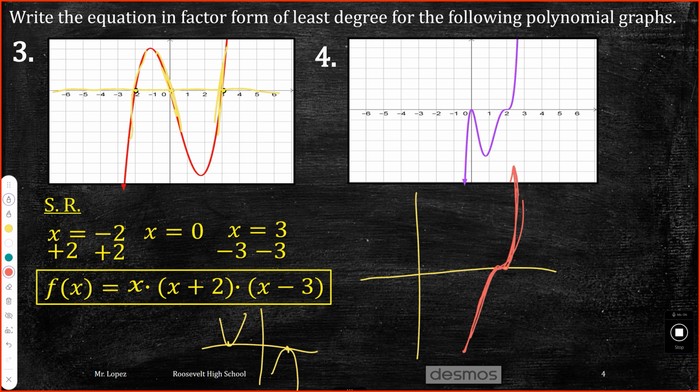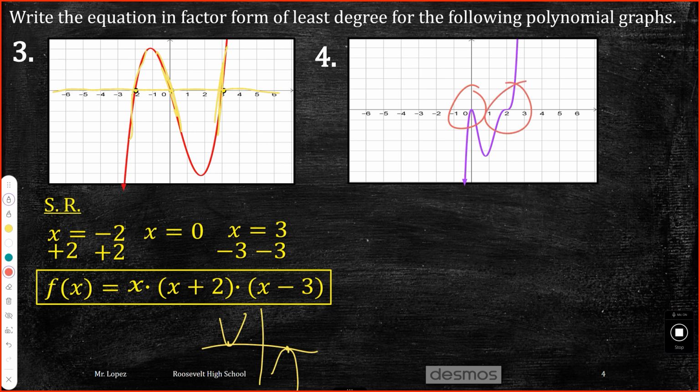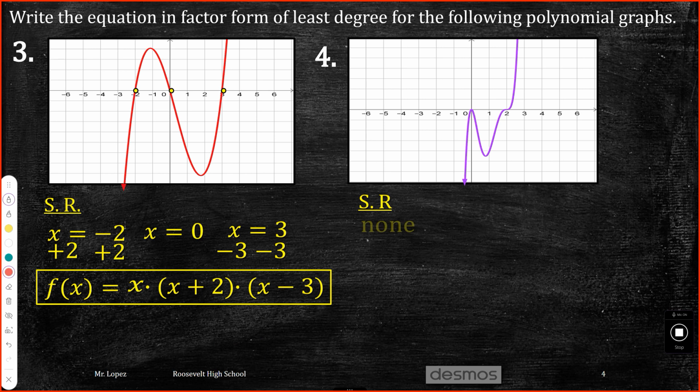Yes or no? Ivan, you don't see it? Okay, so that one has a double root, and it has a triple root. That's all it has, a double root and a triple root. Does it have any single roots? No. None.